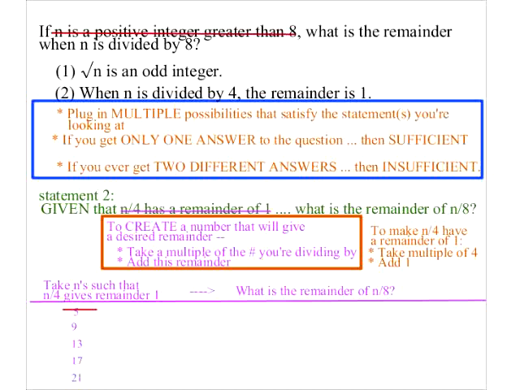So the remainder when you divide 9 by 8 is 1. But the remainder when you divide 13 by 8 is 5. What does that mean as soon as we get that 1 and that 5? It means we can stop. We're done. Two different answers to the question. So that's stop, not sufficient. So first statement was sufficient, second statement's not sufficient, so overall answer to this thing is going to be A.